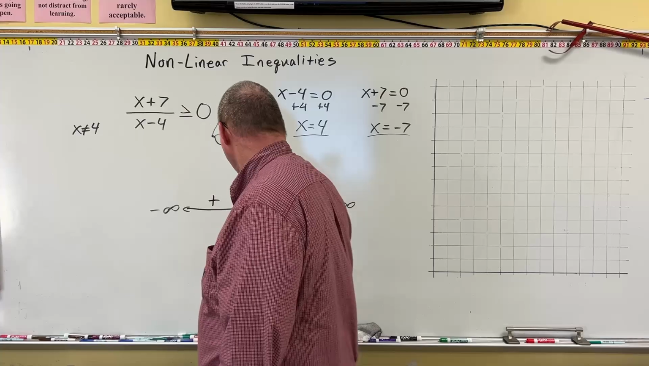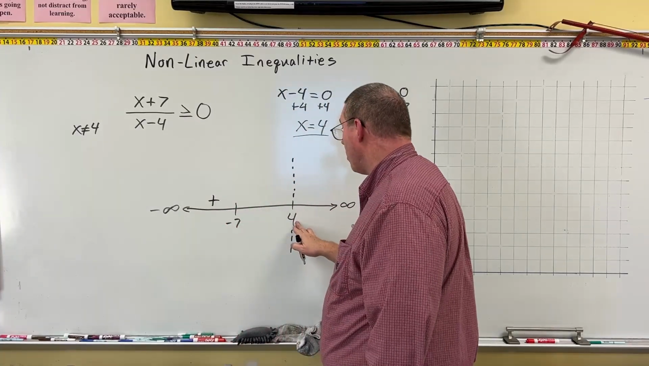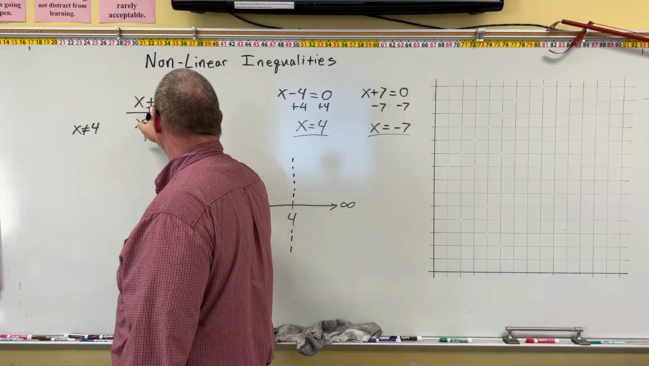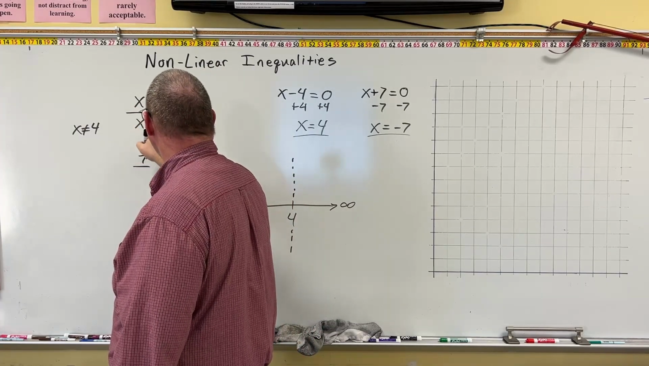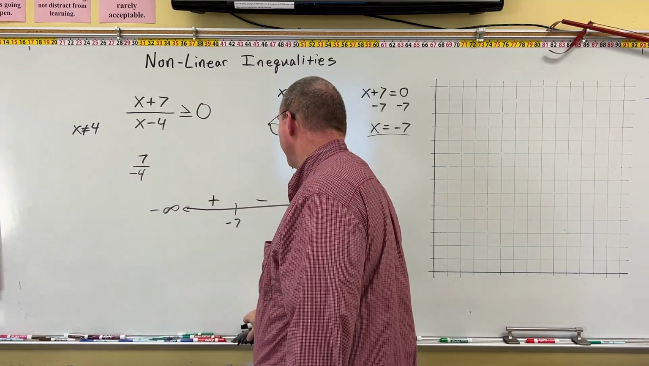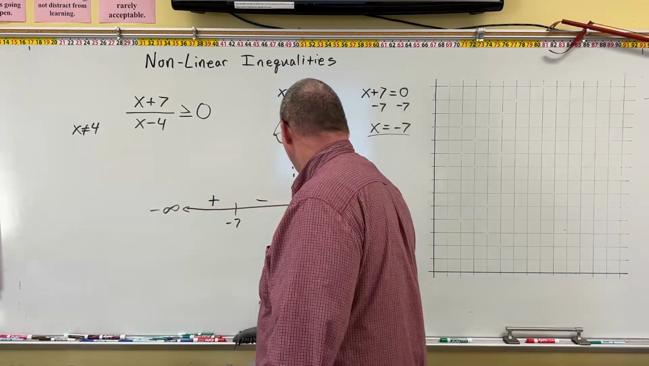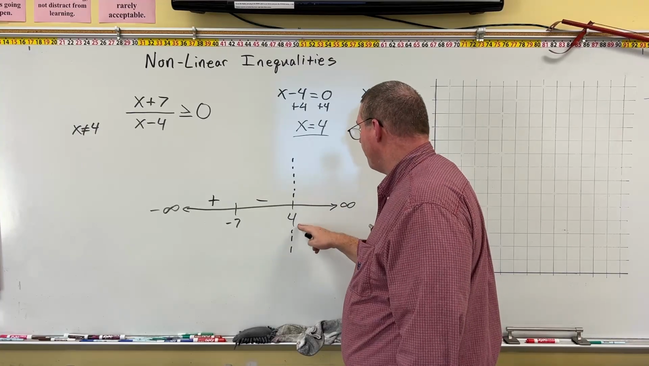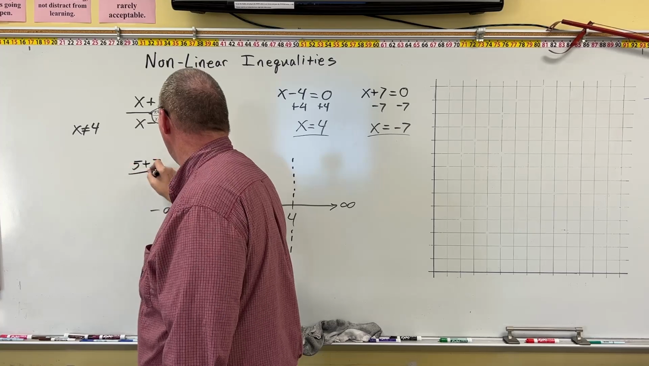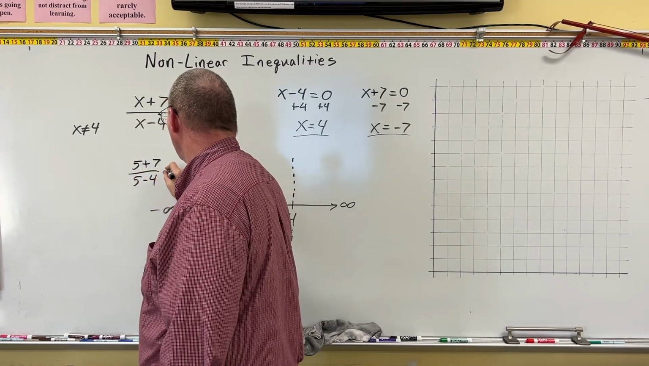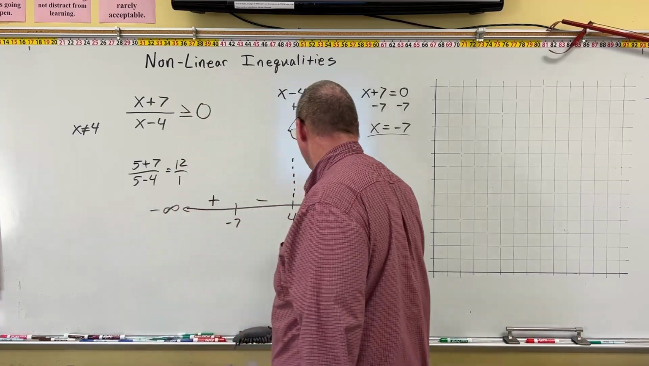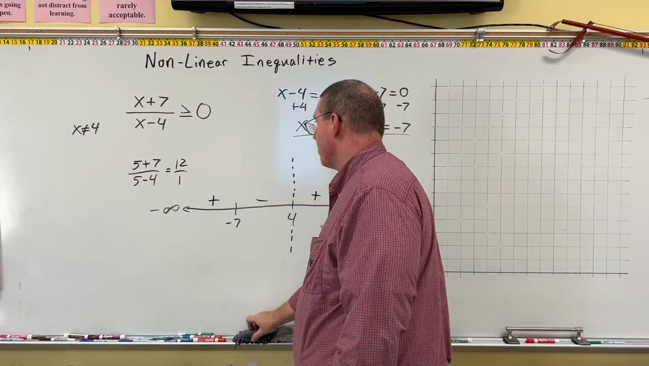Now, I'm going to try something that's in between negative 7 and 4. I know 0 is between negative 7 and 4. So I'll put a 0 in here. 0 plus 7 is 7. 0 minus 4 is negative 4. And a positive divided by a negative is a negative. Okay. Now I'm going to select a number on this interval larger than 4. How about 5? So I'll have 5 plus 7 over 5 minus 4. 5 plus 7 is 12. 5 minus 4 is 1. 12 divided by 1 is positive 12. So we have a positive here.